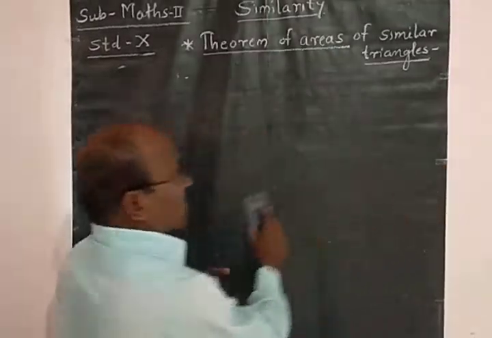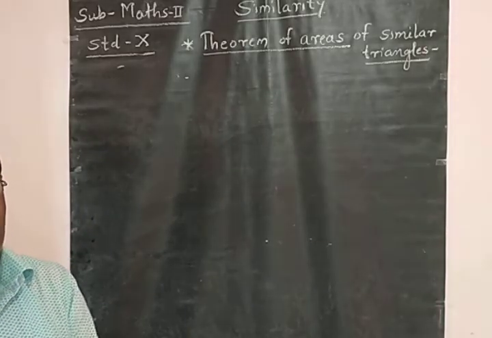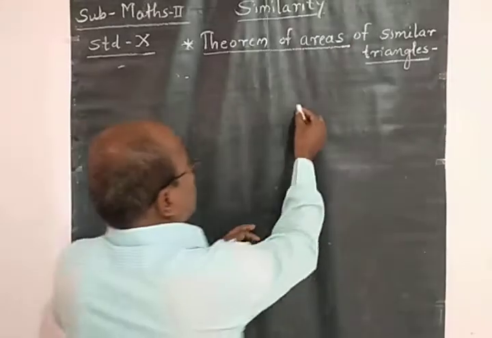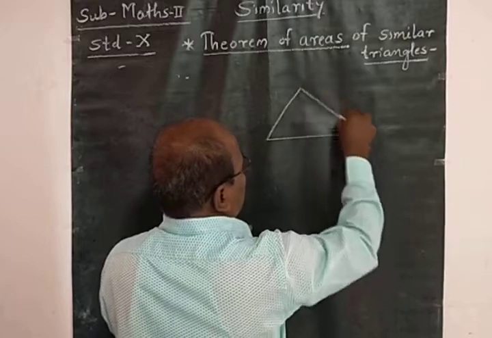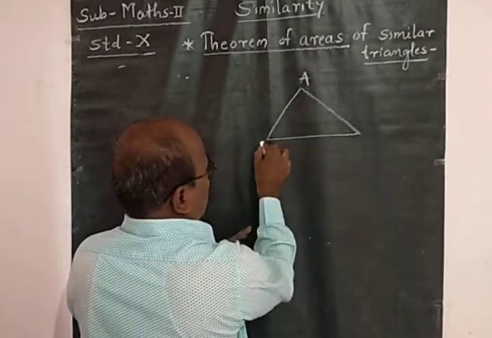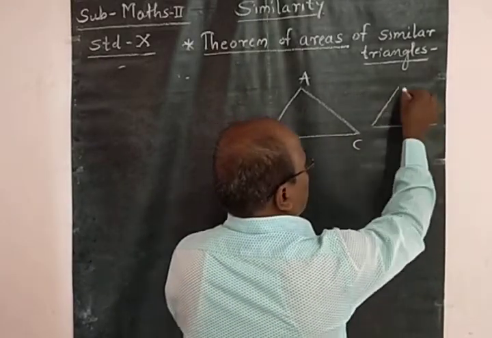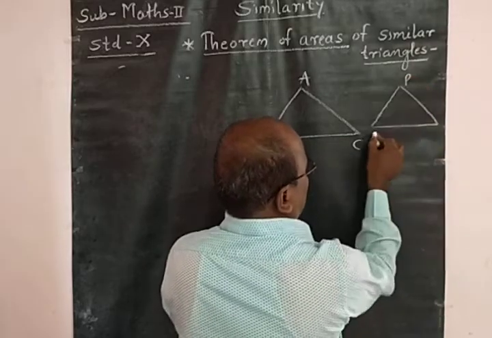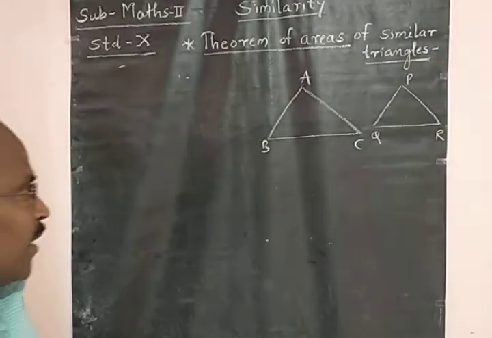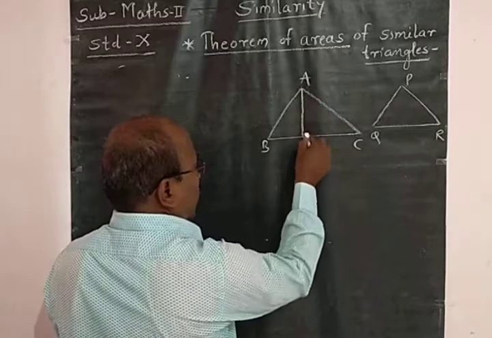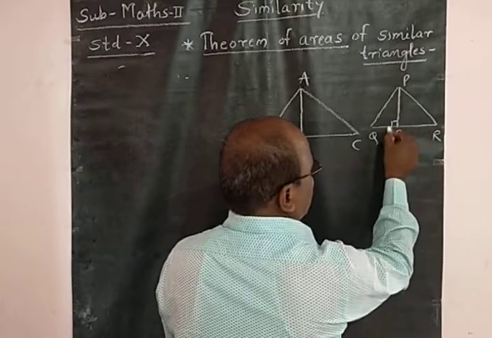While proving it, we have to draw two similar triangles. Suppose here I have drawn two triangles, triangle ABC and the second triangle PQR. These two triangles are similar to each other, and then I have drawn here AD perpendicular to BC and here PS perpendicular to QR.